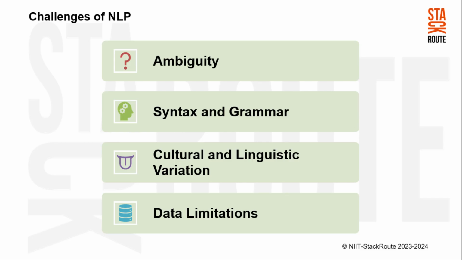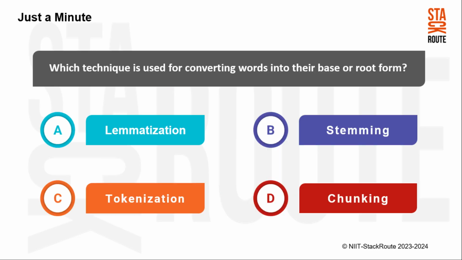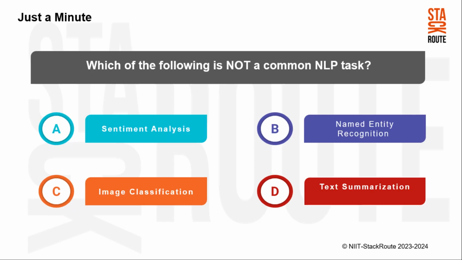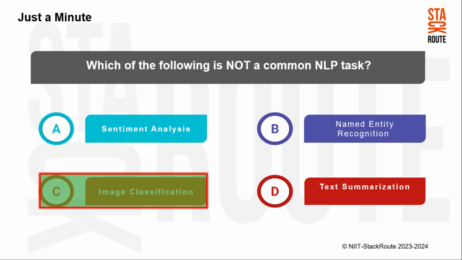Now we will see some MCQ questions on this topic. First question is, which technique is used for converting words into their base or root form? Pause and think for the answer. The correct answer is option A. Lemmatization. Second question is, which of the following is not a common NLP task? Pause and think for the answer. The correct answer is option C.